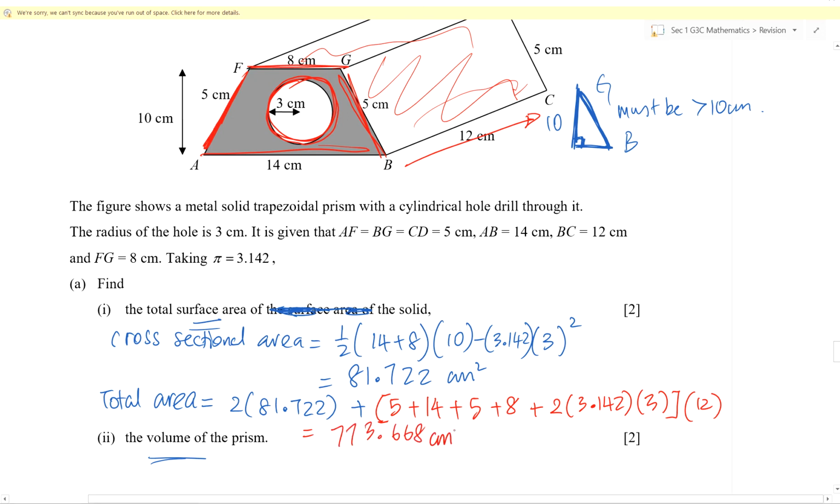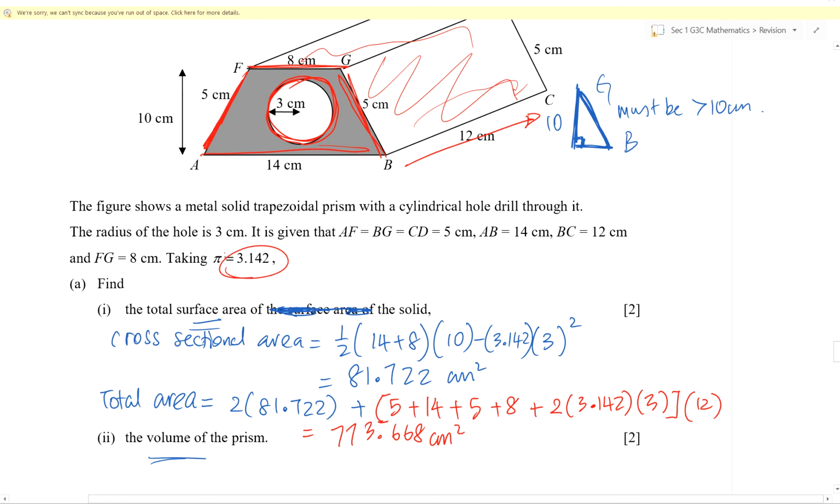3.668 square centimeters. Do we need to round off? Think. Do we need to round off? Who says we need to round off? Who said no need to round off? What's the reason that we don't need to round off? This is exact already. They told us to take 3.142.